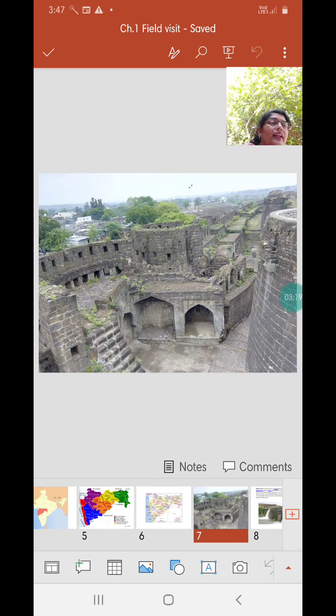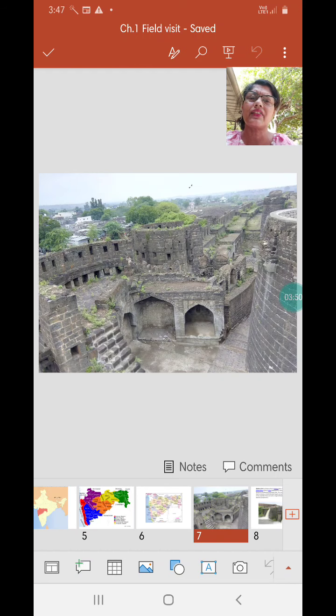Now, you need your textbooks with you on page 1. The children have probably decided to meet at Naldurg, which is a famous fort in Osmanabad. Now what is the history behind Osmanabad? Osmanabad district is in Aurangabad division, as I told you, in Maharashtra state. It gets its name from the last Nizam of Hyderabad, called Mir Usman Ali Khan.